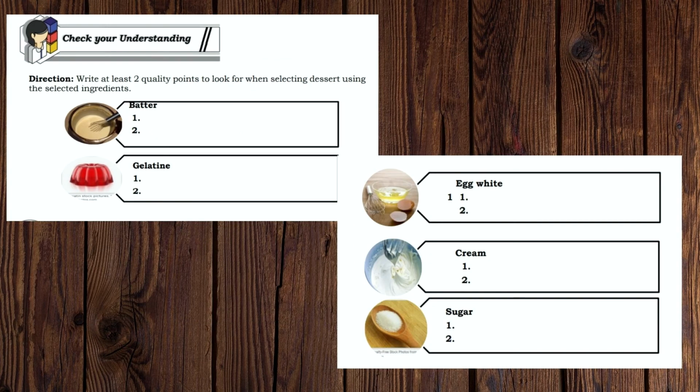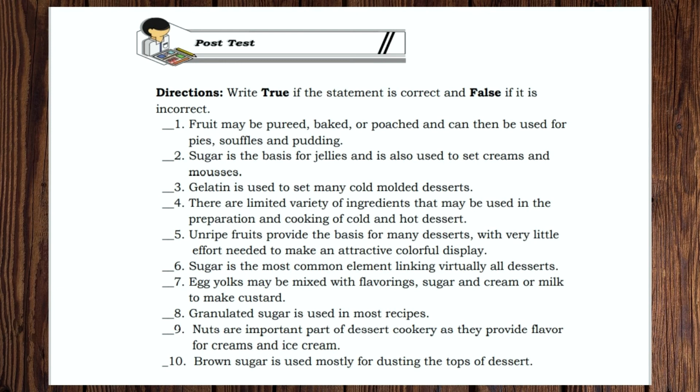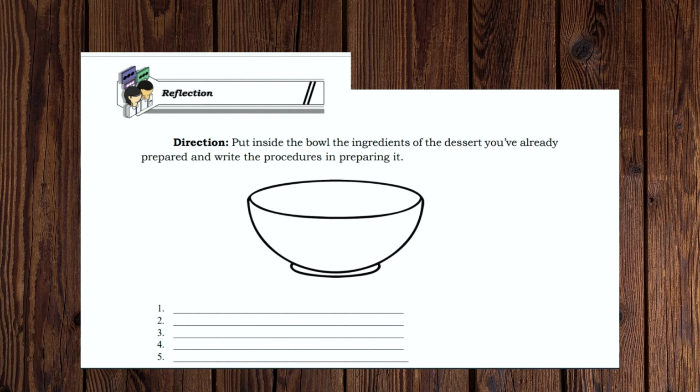And for your Check Your Understanding directions, you need to write at least 2 quality points to look for when selecting dessert using the selected ingredients. And also, you need to answer the post test. For the post test, write true if the statement is correct and false if it is incorrect. And lastly, for the reflection, put inside the bowl the ingredients of the dessert you've already prepared and write the procedures in preparing it.